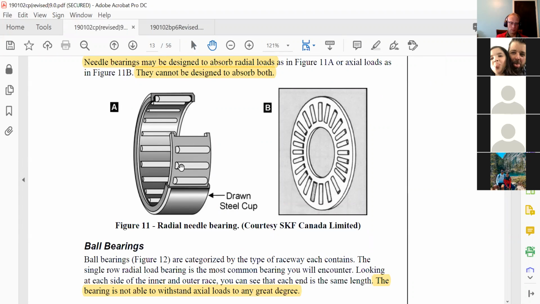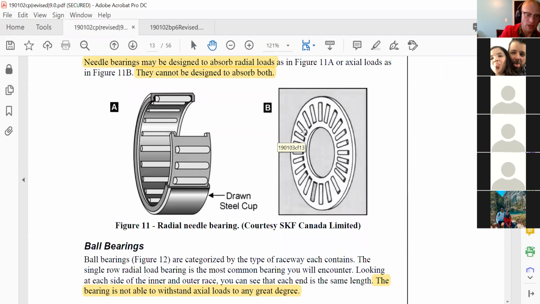Isn't it a needle bearing in your U-joint? You betcha, and that's exactly what I was looking for. So the only difference between this picture A and what an actual U-joint needle bearing would look like is you probably don't have this cage holding the needles in, and there's a cap here. This would be capped off.